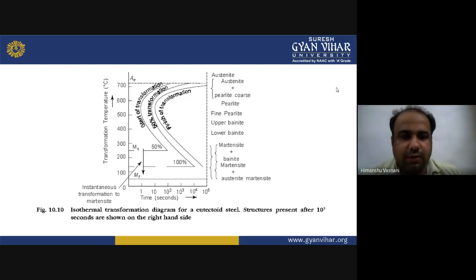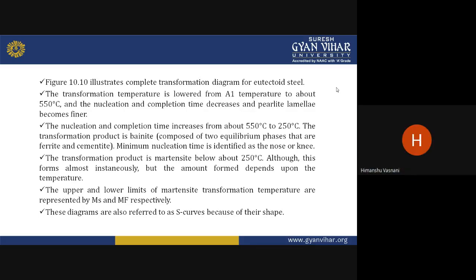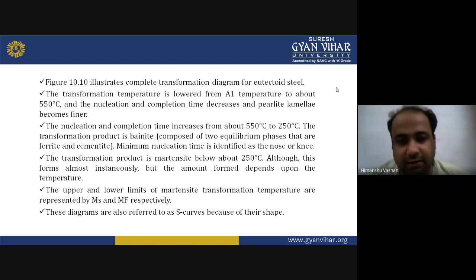So let's study about it. The transformation temperature is lowered from the A1 temperature to about 550 degrees centigrade, as shown there. The nucleation and completion time decreases and the pearlite becomes finer. The nucleation and completion time increases from about 550 degrees centigrade to 250 degrees centigrade, and the transformation product is bainite. It is composed of two equilibrium phases, that is ferrite and cementite.